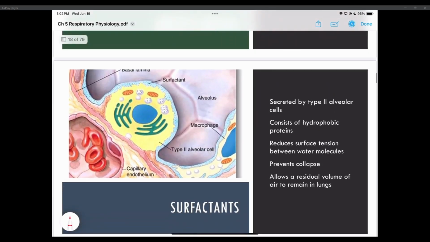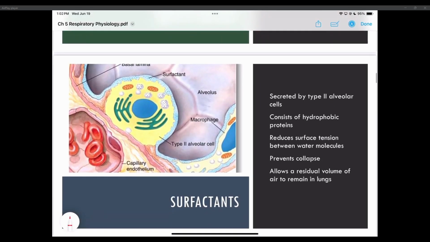Here's just another one, talking about surfactant, secreted by type 2 alveolar cells. Hydrophobic proteins, so water-hating, so it's going to resist water, push it away, reduces surface tension between water molecules, prevents collapse is the big one, and again, allows residual volume to remain in the lungs. That's the role of surfactant.